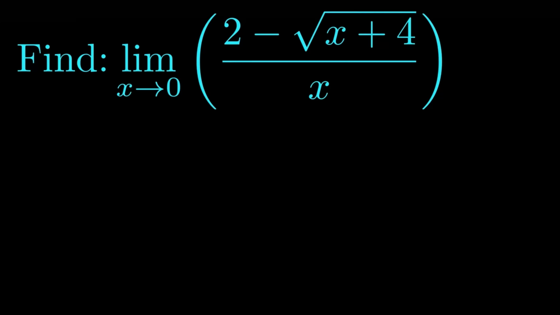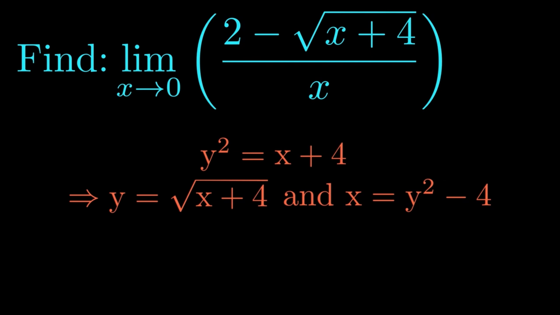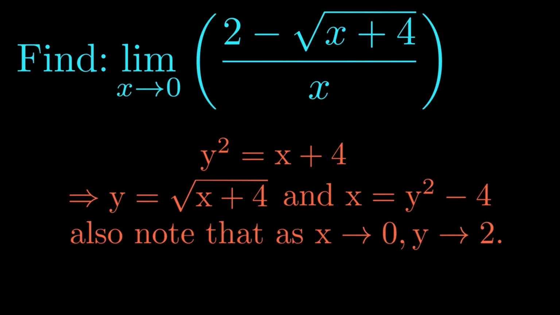Find the limit as x approaches 0 of (2 minus the square root of x plus 4) divided by x. Now, we can't just let x tend to 0 because then we would be dividing by 0, which isn't allowed. So we have to rearrange this limit so that we can evaluate it. Let's begin by setting y squared to be equal to x plus 4. This implies that y is equal to the square root of x plus 4 and x is equal to y squared minus 4. Also note that as x goes to 0, y goes to 2.